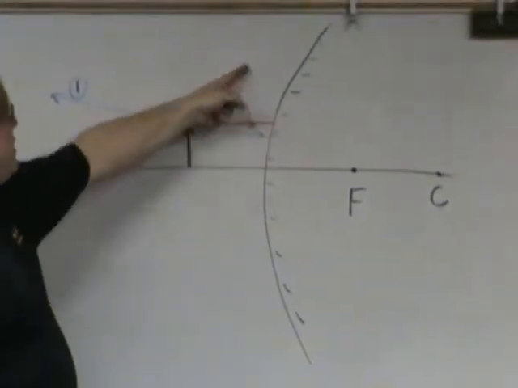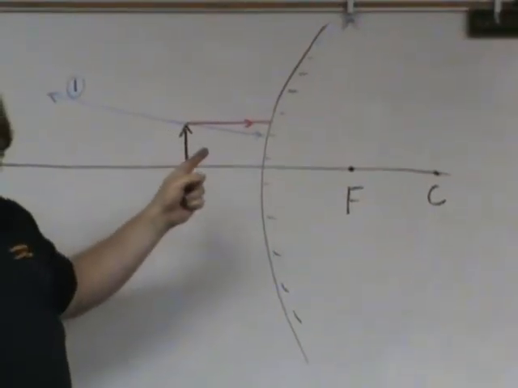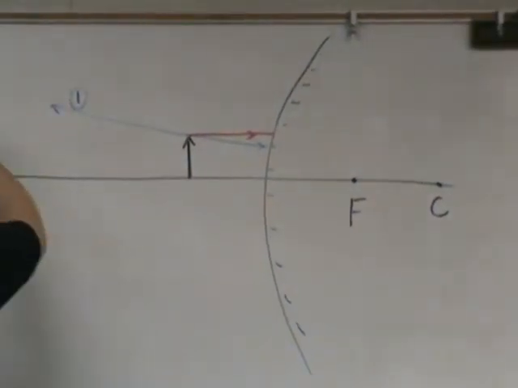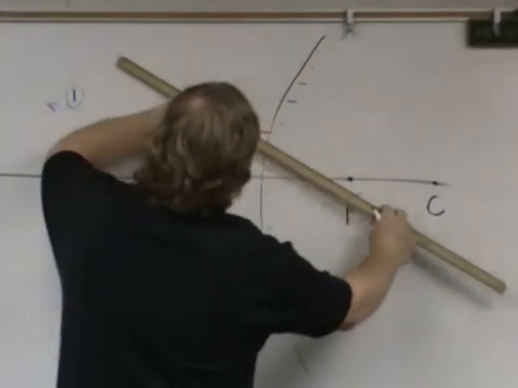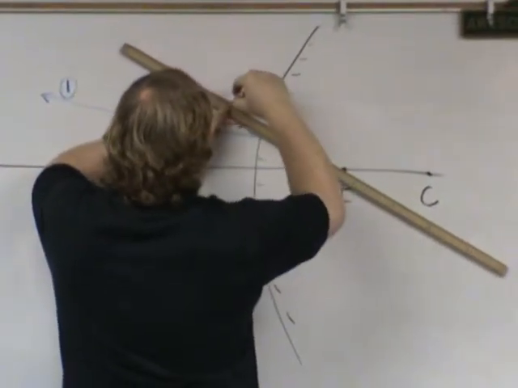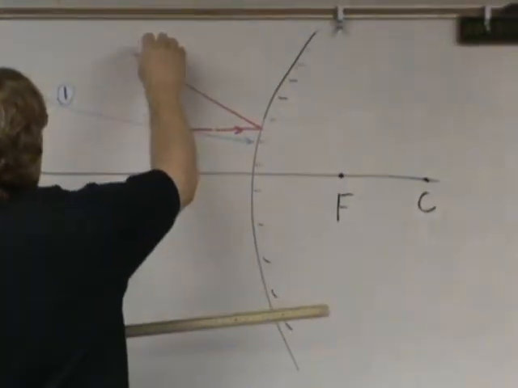In which direction does that ray go? How do I decide how this ray goes? Think about the focal point. It goes in such a way that it lines up with the focal point. This is the direction it goes, right? So that it lines up with the focal point. This is ray number 2.